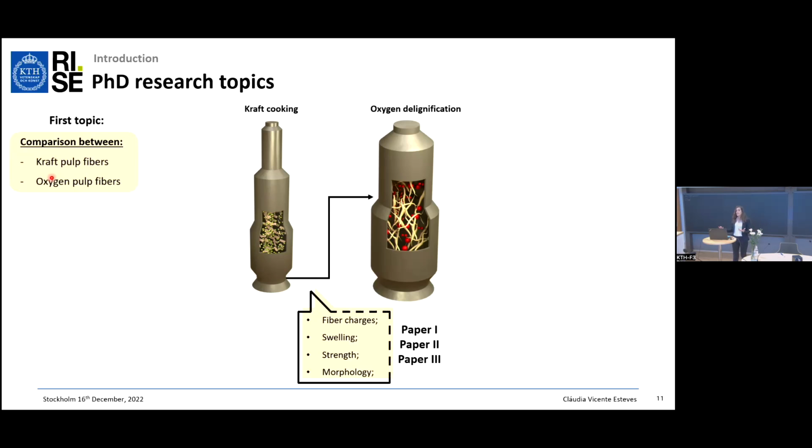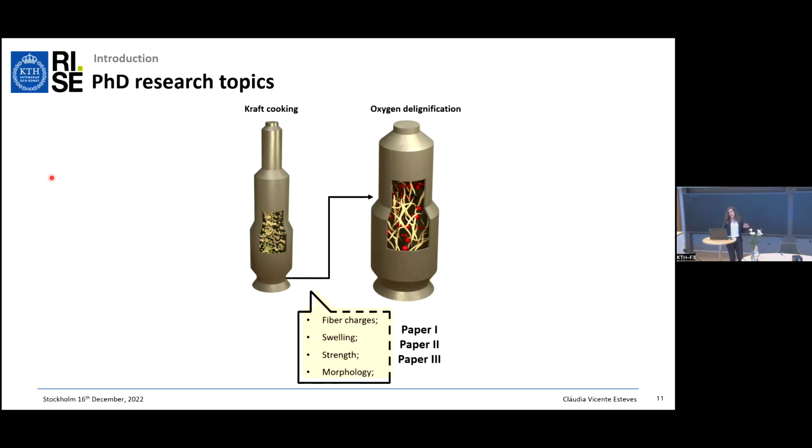And the new thing here, different from the other studies in the old days, is that we are comparing oxygen lignification to similar lignin contents from the kraft cooking. We are not looking at the oxygen as a following step. We are comparing both at the same or similar lignin content.